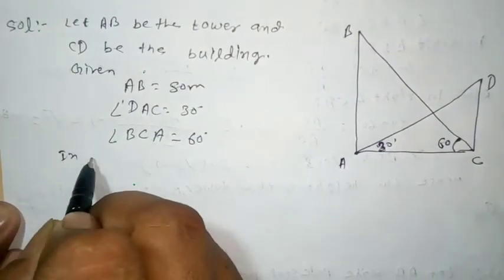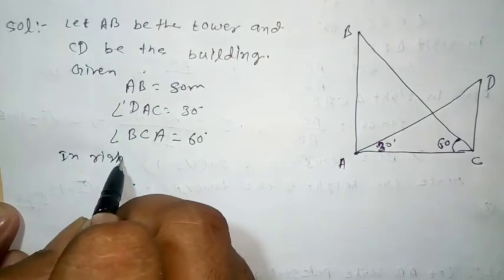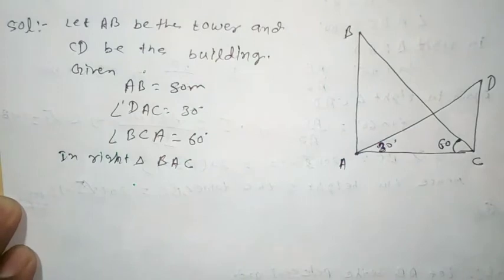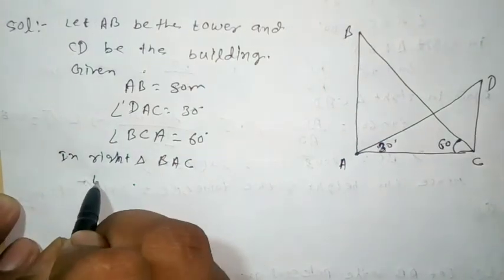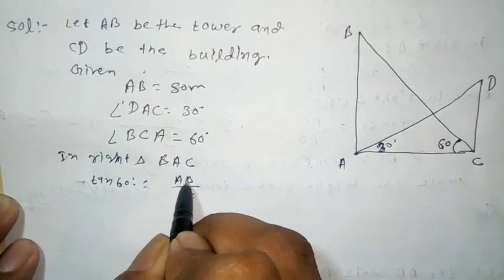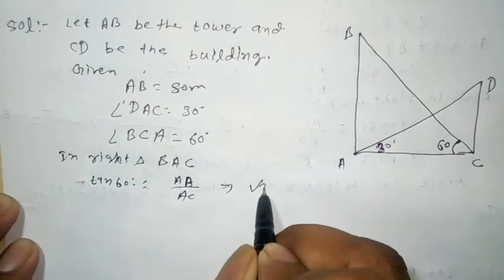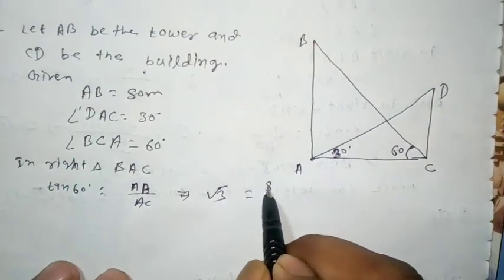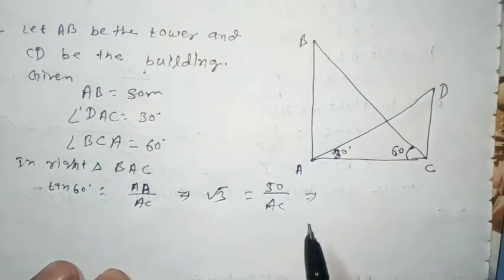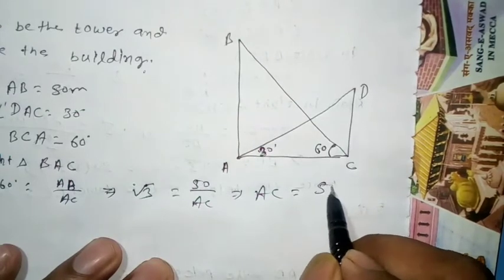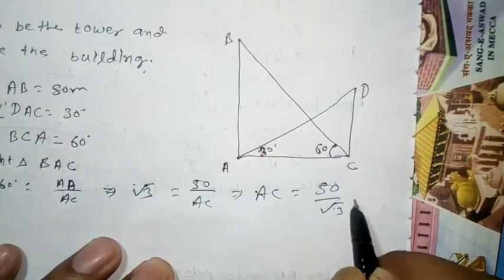In right triangle BAC, tan 60 degree is equal to AB by AC, implies the value of tan 60 is root 3 is equal to 50 by AC, implies AC is equal to 50 by root 3 meter.